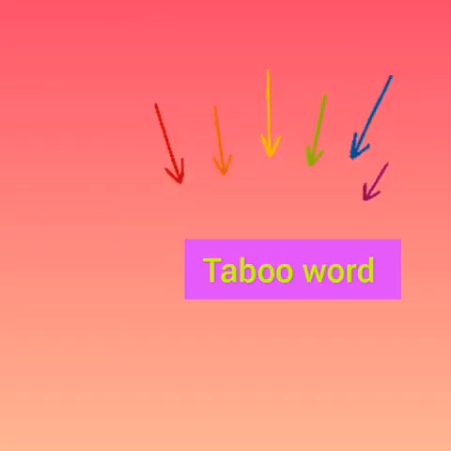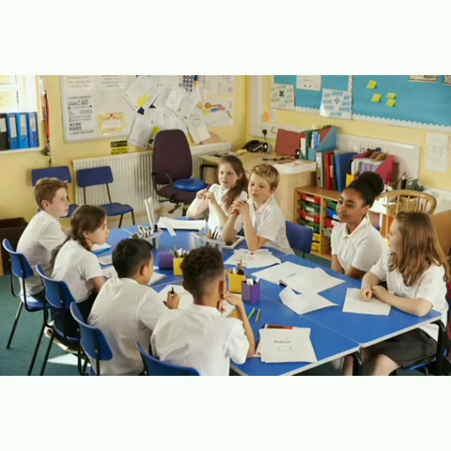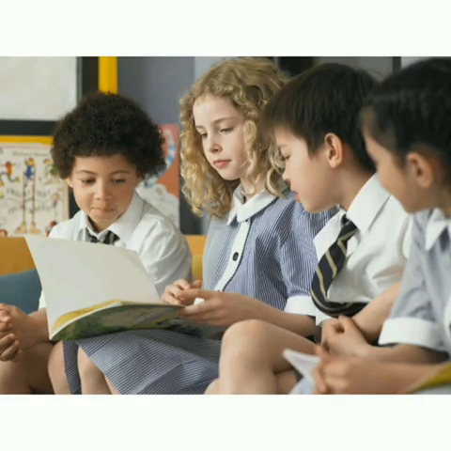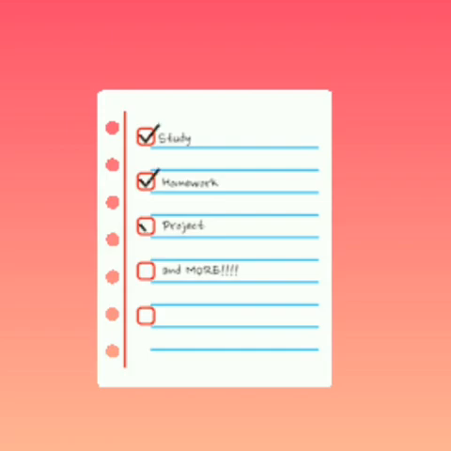This first activity is called Taboo Word. It is a fun activity to do in your classroom or in your virtual class. Divide the class into 4 groups. Then ask each group to think about one word. This word must be related to the vocabulary lesson that you are teaching.